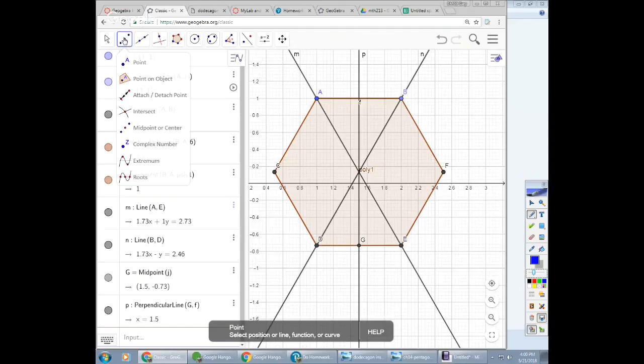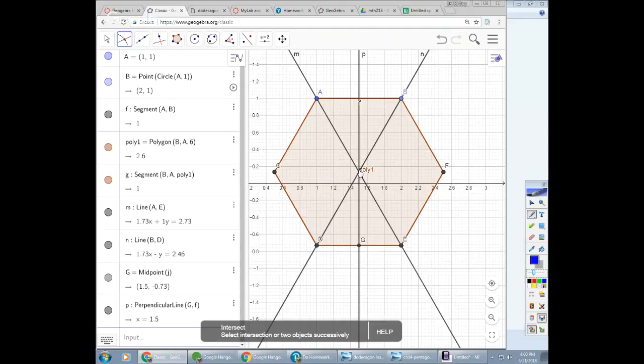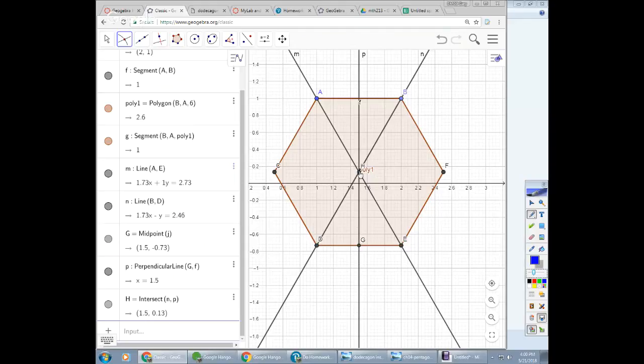So I like the organization of tools in the classic one. Geometry one's not bad. And then I just point to the objects I want to intersect, like this line and that one, and it finds me that point in the middle there.